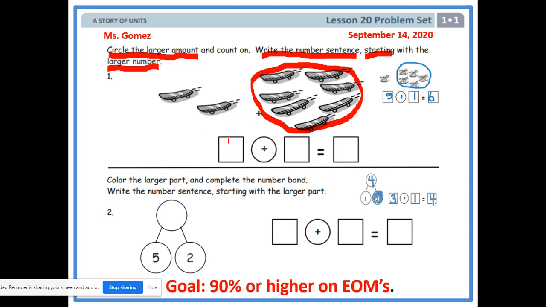Now we're going to write a number sentence starting with the larger part. So do I start with 2? No, right? That's not my larger part. How about do I start with 7? Yes, very good, because that is our larger part. So I write 7 plus 2 equals 9. And that would be using our key points to solve our problem today, boys and girls.